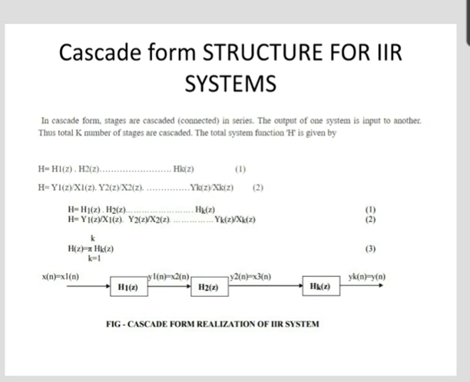The total system function H is given by H(z) = H1(z) · H2(z) · ... · Hk(z). H(z) = Y1(z)/X1(z) · Y2(z)/X2(z) · ... · Yk(z)/Xk(z). These are the two equations. So here H1(z), H2(z) through Hk(z) are all connected in cascade, that is, series form. Input is x(n), that is x1(n). Output of H1(z) is y1(n), and input to H2(z) is x2(n).